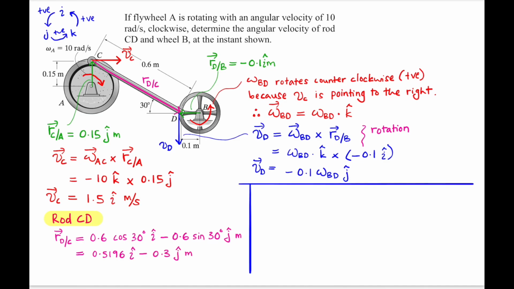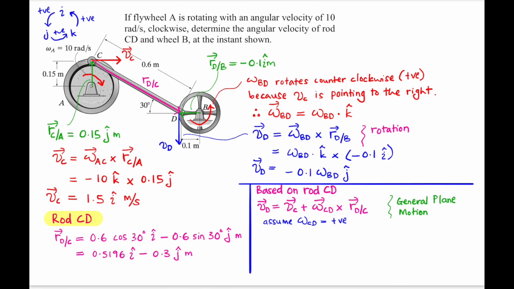Now what we want to do is basically to calculate the velocity of VD based on rod CD. This time we need to use the general plane motion equation, so VD is equal to VC plus omega CD cross product RD/C. We're going to assume that omega CD is positive. We have already calculated VC, so substitute that value in this equation.